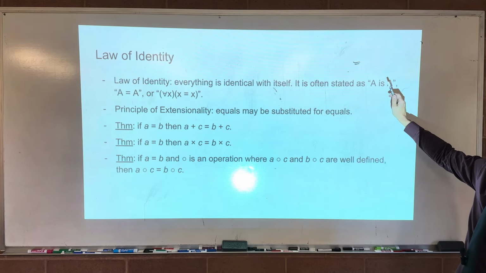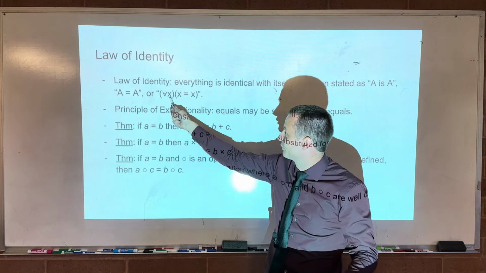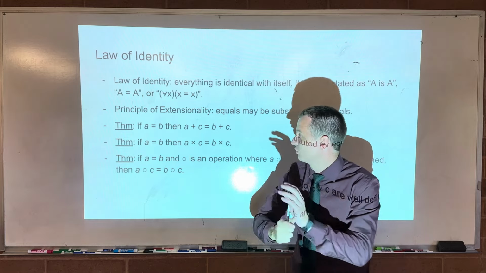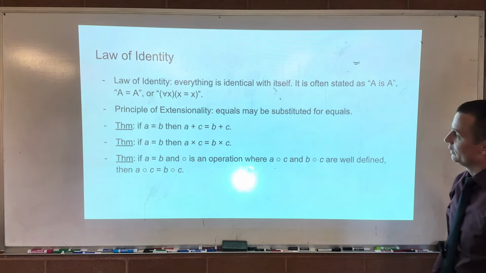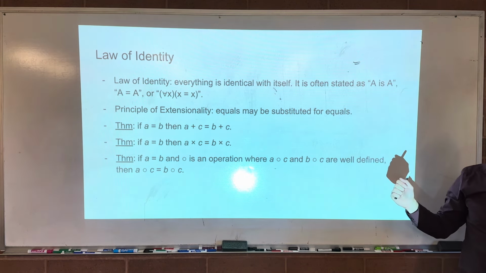It is often stated as A is A, or A equals A, but the most proper way to say it is for all x, x is equal to x. That's always true. We can always accept that as true. Next is the principle of substitutivity. It's part of the law of identity. But in short, it says equals may be substituted for equals.